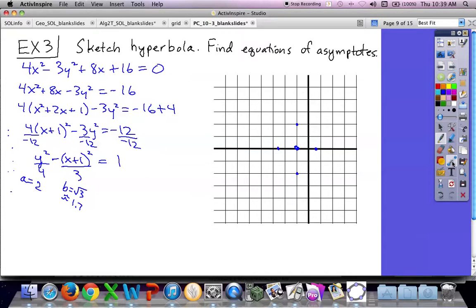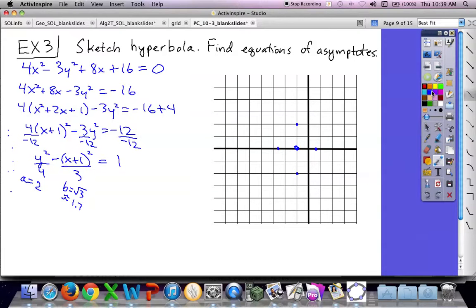So go back to blue. So here we go. And 1.7 about right there. And here. And here. And then why do I draw that box? So we can draw the diagonals of the box, which will be the asymptotes, right?